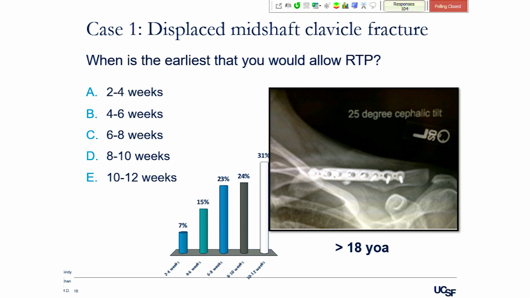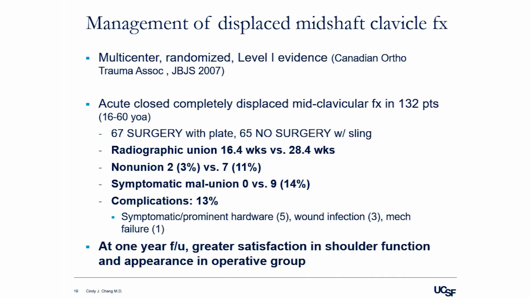So, 10 to 12 weeks. Most of you said 10 to 12 weeks. Okay, let's take a look at this. The Canadian Orthopedic Trauma Association did a really great multi-center randomized level 1 evidence study. They looked at acute, closed, completely displaced fractures, just like what I showed you. 67 had surgery with a plate, 65 no surgery with a sling.